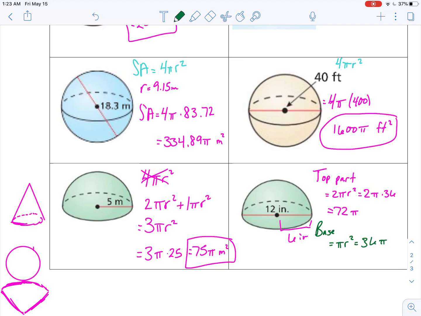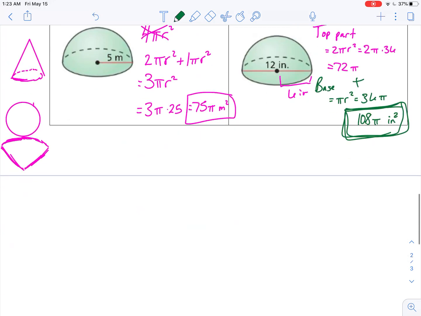So if I take 72 pi plus 36 pi, I get 108 pi square inches. And this would be my final surface area value.